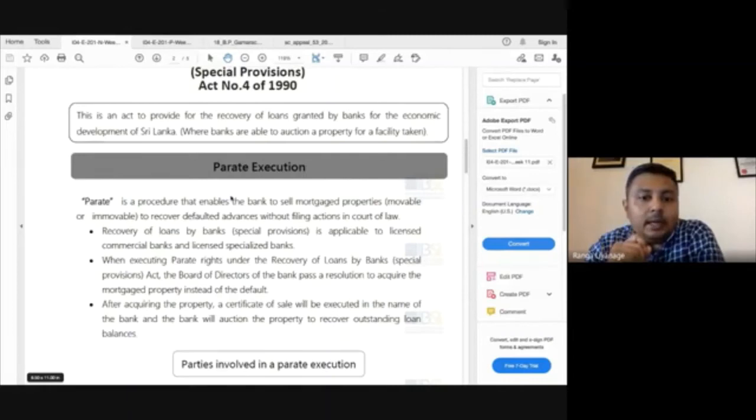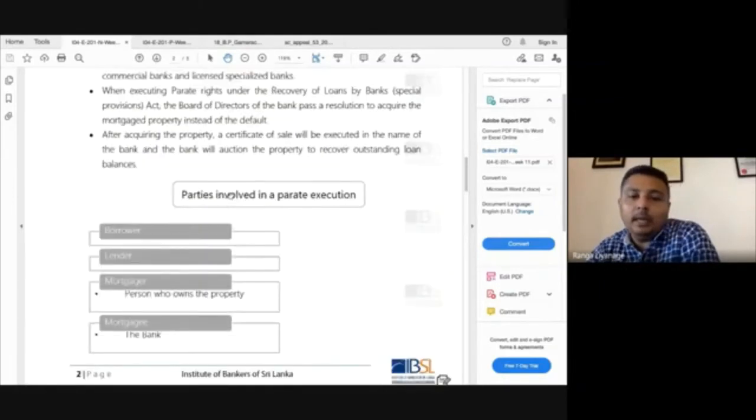For executing Parate rights under this act, the board of directors of the bank should pass a resolution to acquire the mortgaged property in respect of the default. After acquiring that, the certificate of sale will be executed in the name of the bank, and the bank will auction the property to recover the outstanding balances.